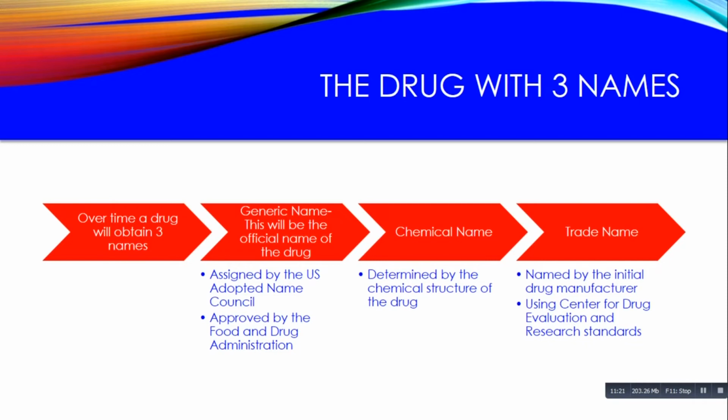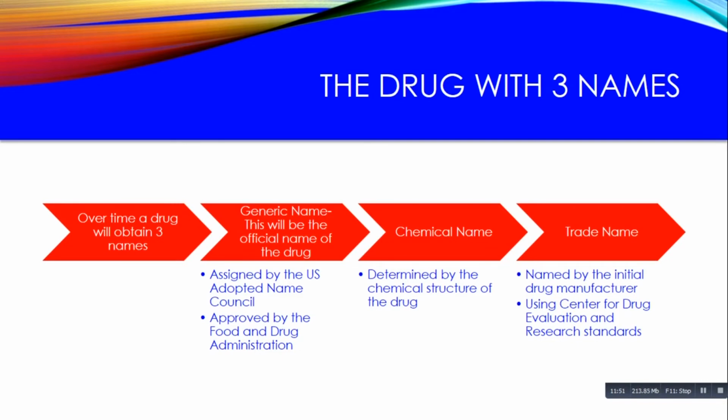Chemical names of drugs are determined by the chemical structure of the drug, and if you thought the generic name was hard enough to pronounce, the chemical name is even worse. And that is the chemical structure of the drug. That's the pretty little picture when you unfold the package insert that shows you all the H's and the N's and the O's and the OH's, and you'll see all of the chemical structure of the drug, how it's bound together.